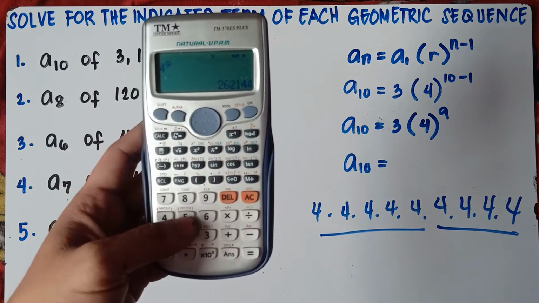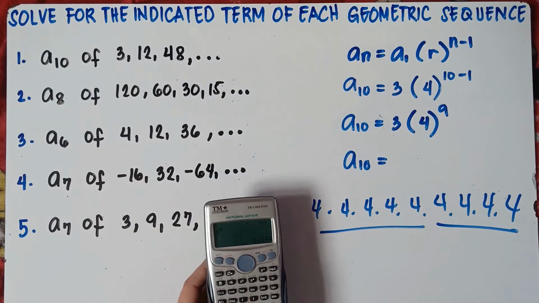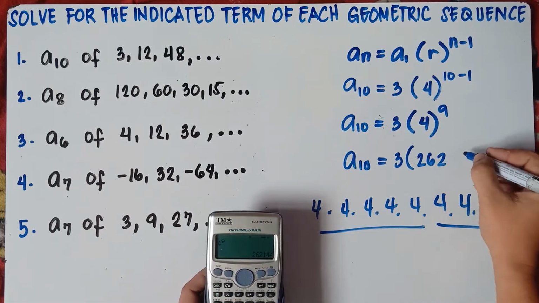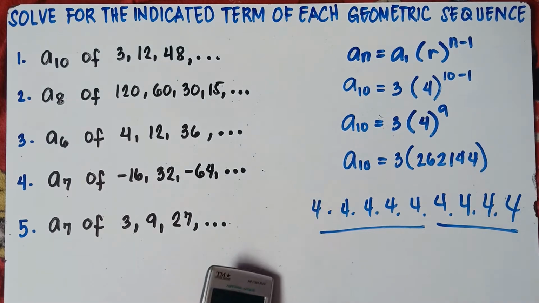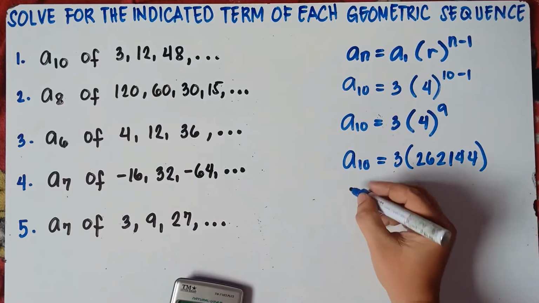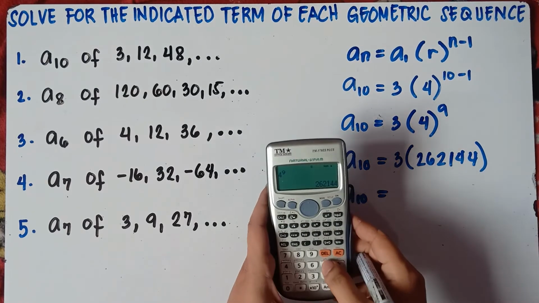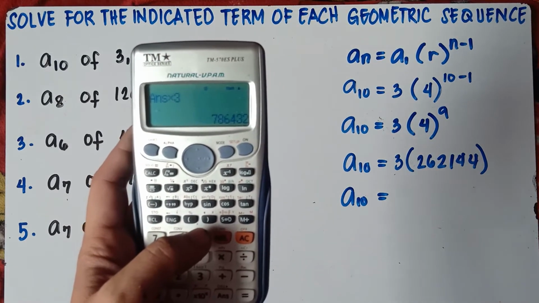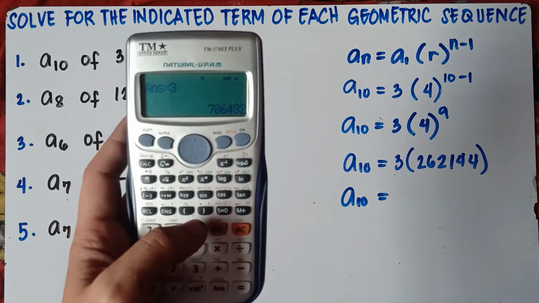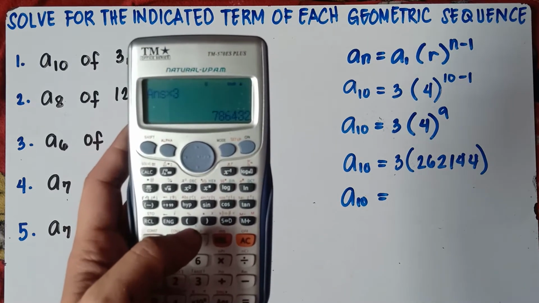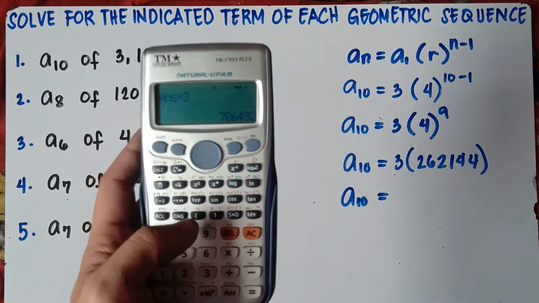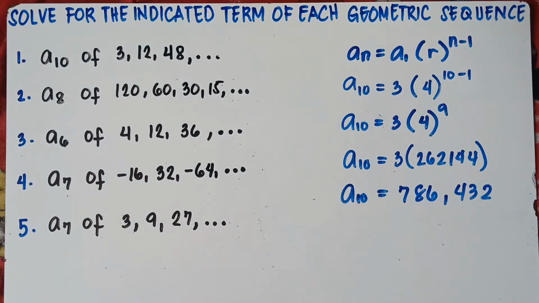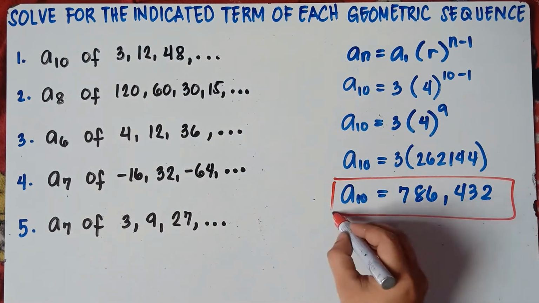So 262,144. So this will be 3, copy 3, then multiply by 262,144. Alright, and then 3 times 262,144. So our answer is 786,432. Imagine that one class, if you don't have the calculator. So it will really take time. So 786,432. Alright, that's it class. That's the answer for number 1.